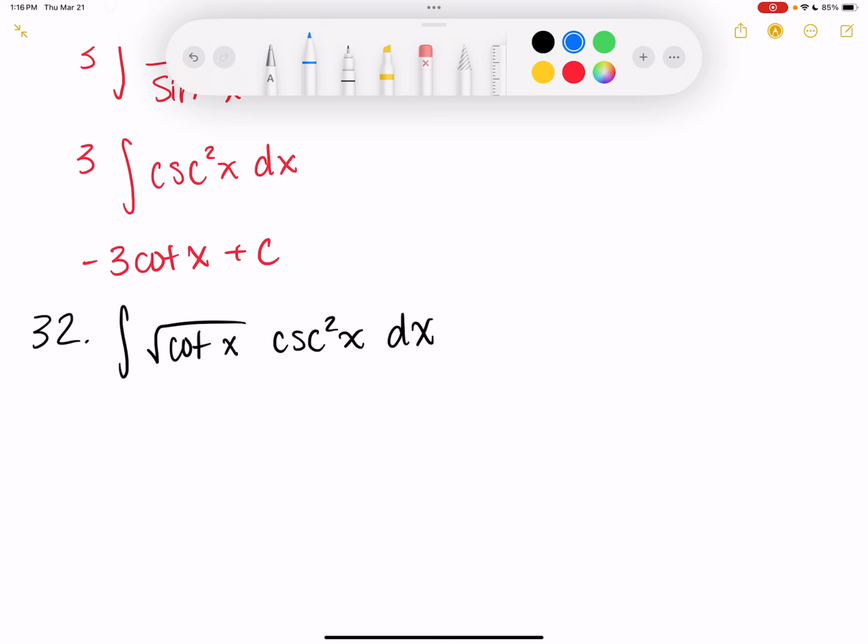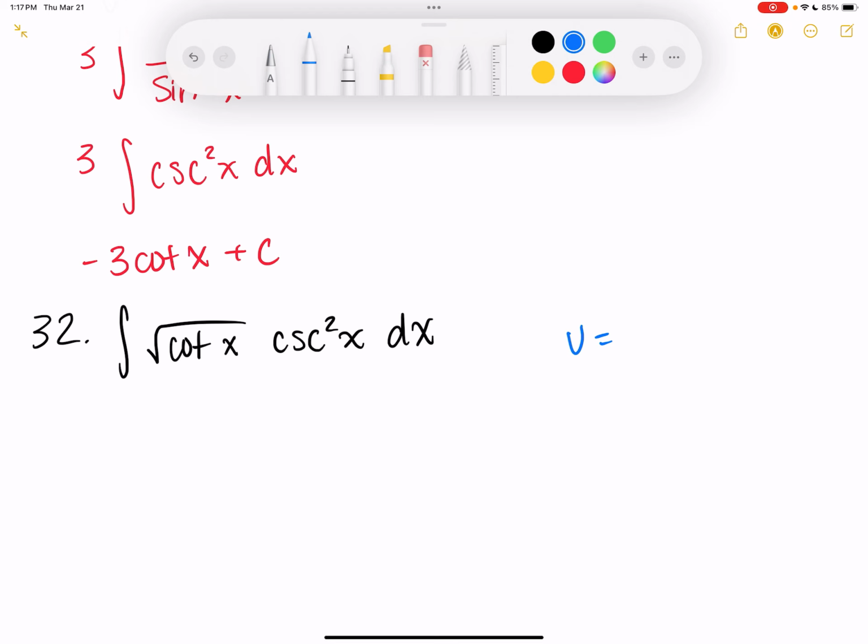What do we think with this one? Could be u. Cotangent. Root cotangent x. I meant to say cosecant squared x. What did I say we normally want to go with when we're picking u? Bigger.